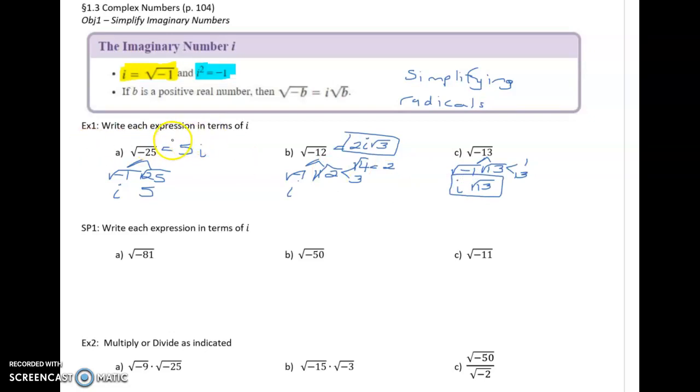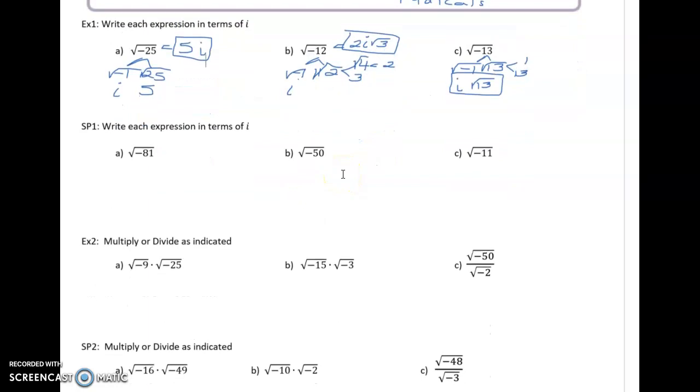Okay, so if it's a perfect square, you take out the perfect square, and your i represents the negative that was under the radical. If it's not a perfect square, you still take out the -1 for i, and you break that number into factors where one of those factors is a perfect square, and that's how you write your answer. Go ahead and try SP1, pause the video and try it on your own. I will write down the answers here in just a second.